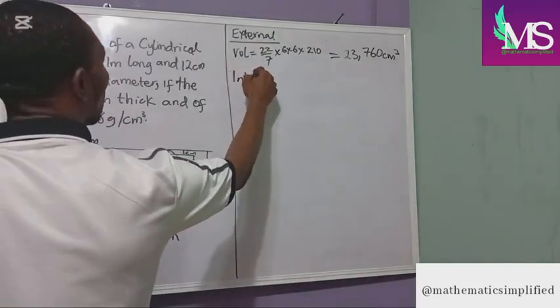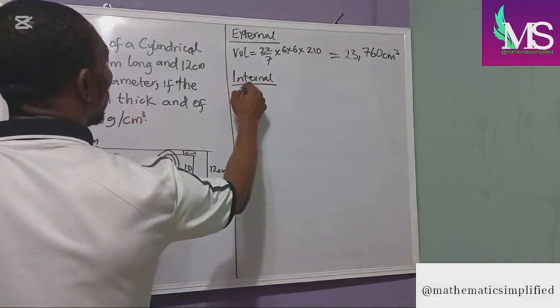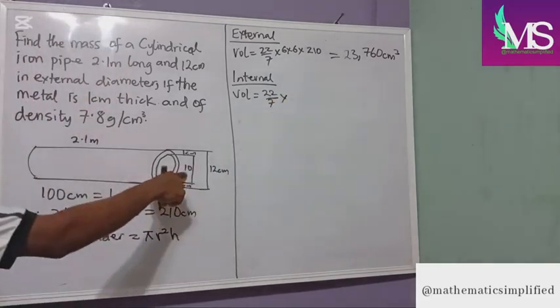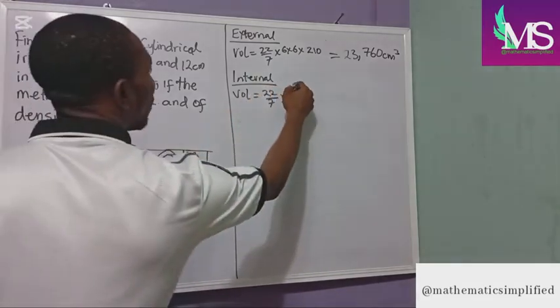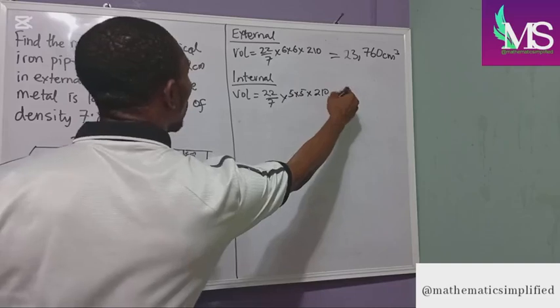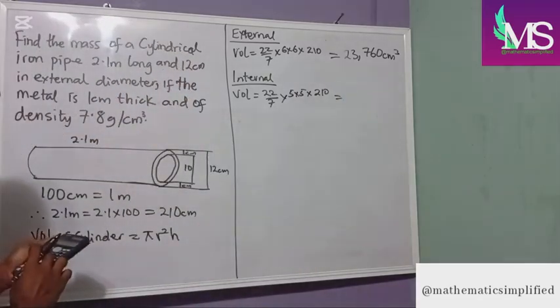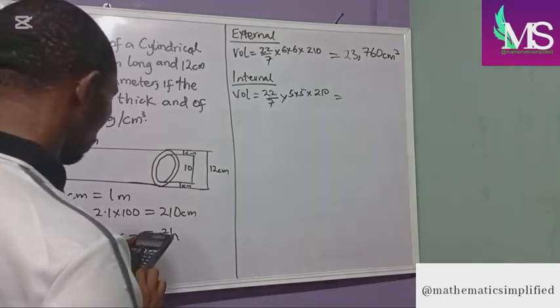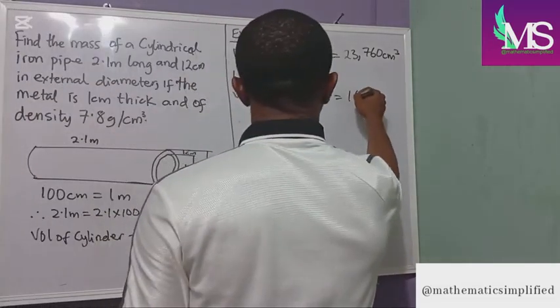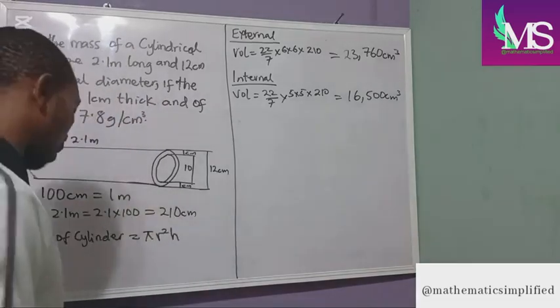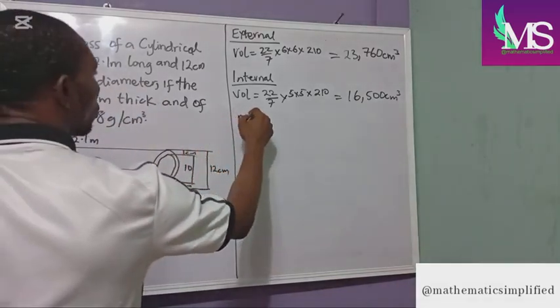Now for the internal volume, we are having 22 over 7 times our radius, which will be half of 10, 5 times 5, times height, which is still the same, it's not changing. So we'll be having 22 divided by 7 times 25 times 210. So we are having 16,500 cm cube.